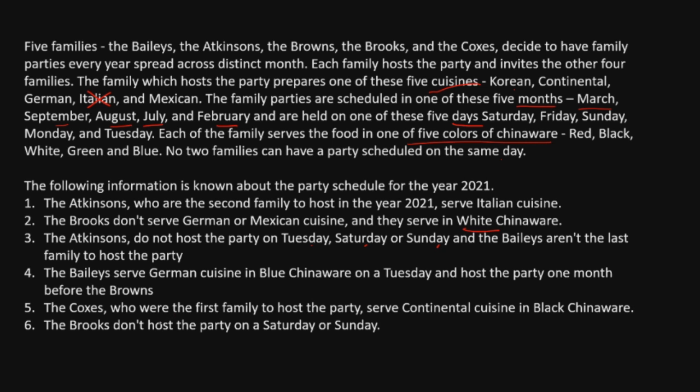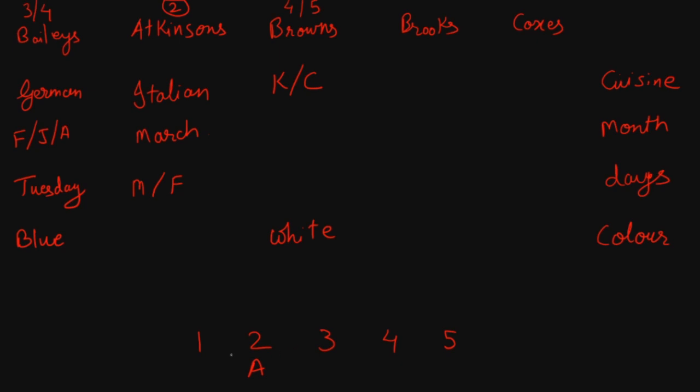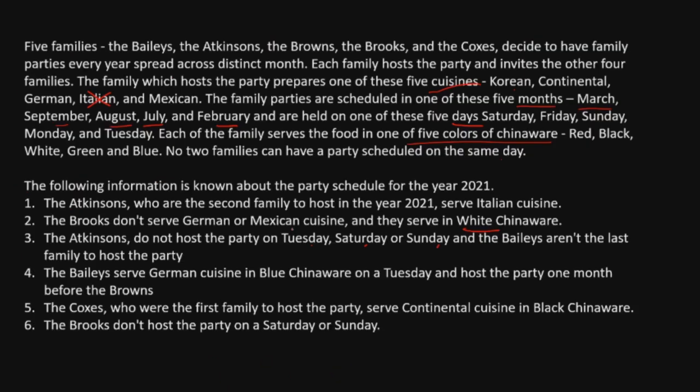The Coxes were the first family to host a party. We got the family who is first, so it's the Coxes. And the month will be February, and here we need to cut this February. Now here we can see July and August. So the Baileys cannot be August. If Baileys are August, then Browns will be September. And if Baileys are July, the Browns will be August. So we will have to keep an eye on the coming hint.